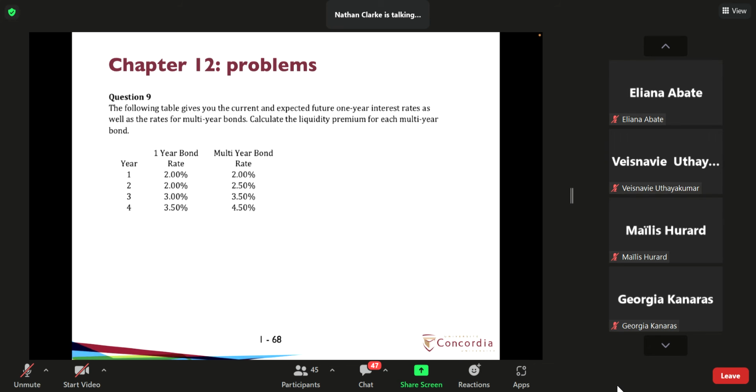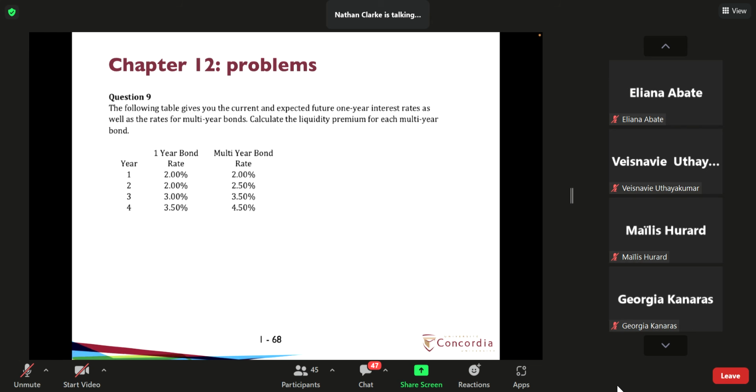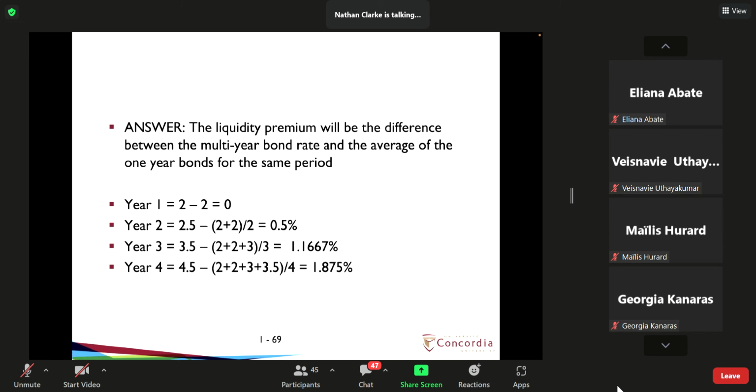Then if we go to year 3, we have 3.5 as a multi-year bond rate. Then we need to do the average of the 1-year bond rates, so 2 plus 2 plus 3 divided by 3. Then we take the difference between 3.5 and that, and you'll find it's about 1.166. Then we do the same thing for year 4: 4.5 minus (2 plus 2 plus 3 plus 3.5) divided by 4. You'll find that the liquidity premium is about 1.875. Any questions?